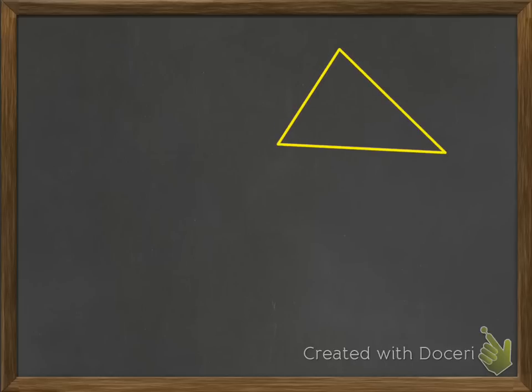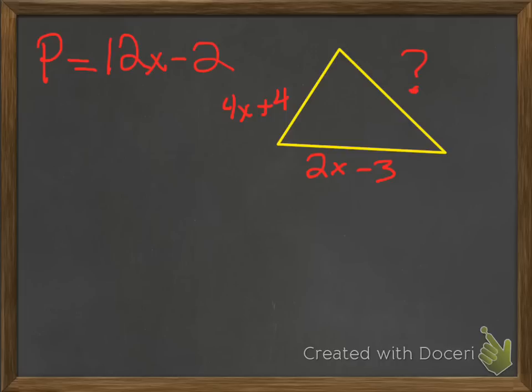Triangle, 3 sides. We know that the perimeter is, let's just do an easy one, the perimeter is 12x minus 2. And we know that one side is 2x minus 3. The other side is 4x plus 4, and we want to know the length of that side. So we know that the perimeter is this side plus this side plus this side. When we add those three together, we should get the 12x minus 2.